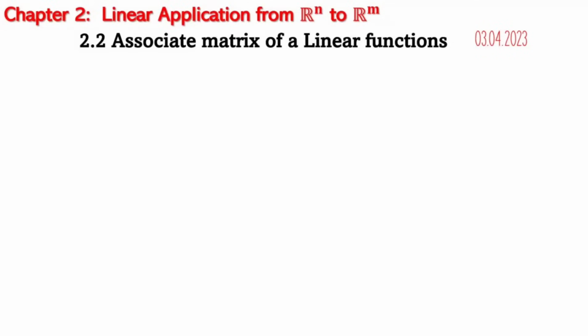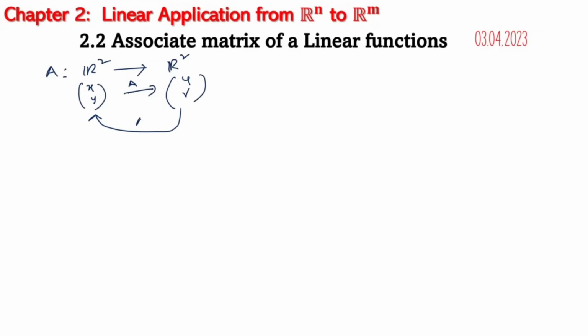So the image, how can we find it? Let A be from R2 to R2, so this will take (x, y) to (u, v). So this is A. Now the question is, what will be A inverse? So how can we write A inverse (u, v) in the form of x and y?